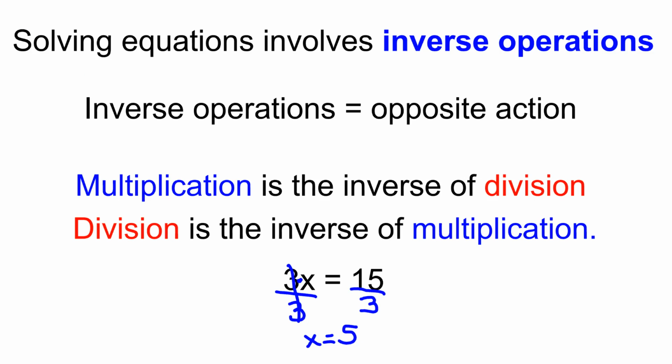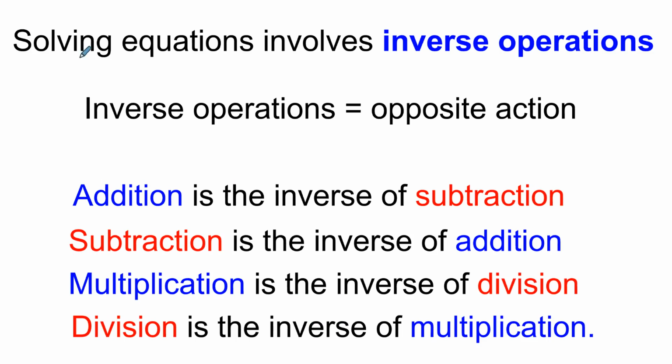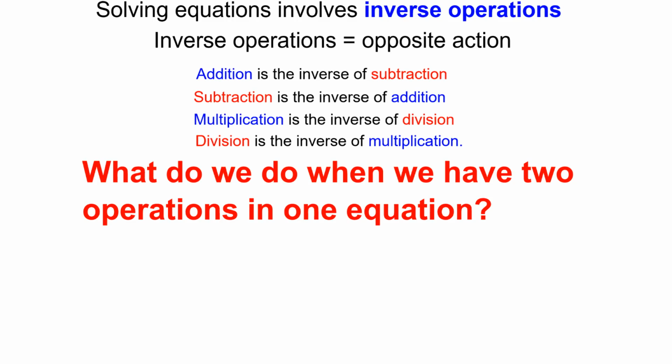So we know that solving equations involves inverse operations so that we can undo the action that is being applied to the variable. Addition is the inverse of subtraction. Subtraction is the inverse of addition. Multiplication is the inverse of division, and division is the inverse of multiplication. So the question becomes, what do we do when we have two operations in one equation? Because we know what to do when we see one operation, how do we know what to do when we see more than one operation?